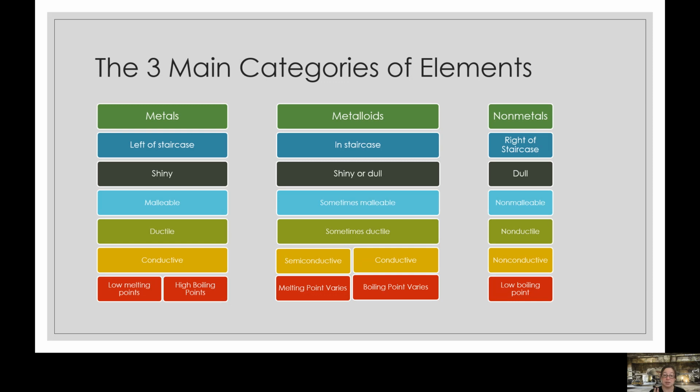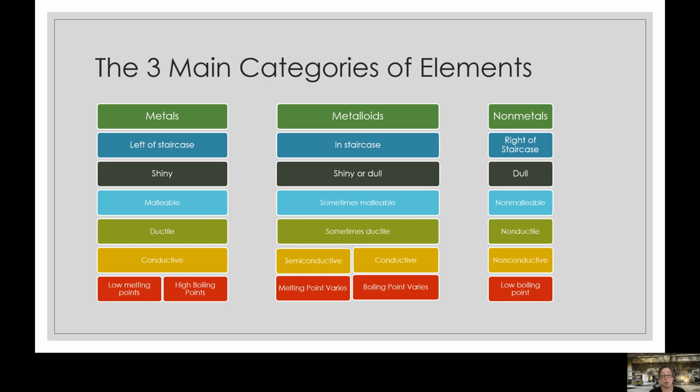Metalloids, like I said, are the in-between. They have some properties of metals and some properties of nonmetals. They can be shiny or dull. Some metalloids are malleable, some are not. Some are ductile, some are not. They are either semiconductive or conductive. Semiconductive means that they just conduct under certain conditions.